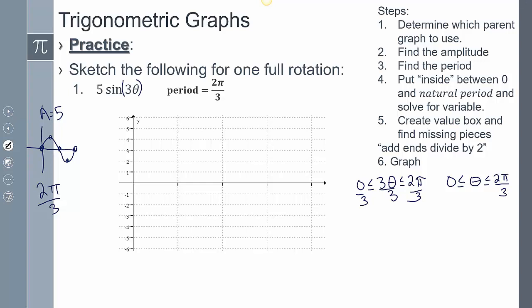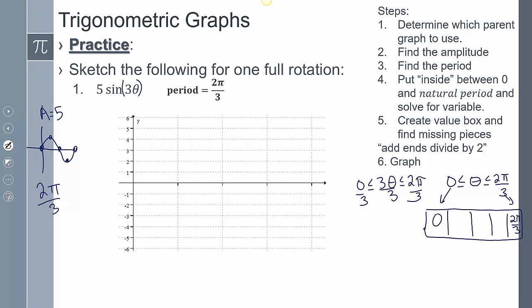Now, remember that box where I put all those important values? Now we can go and discover what those values are in that box. The nice thing about it is that this value goes here, and that value goes here. So I have the ends of the graph. Now I have to find the middle part of the graph.